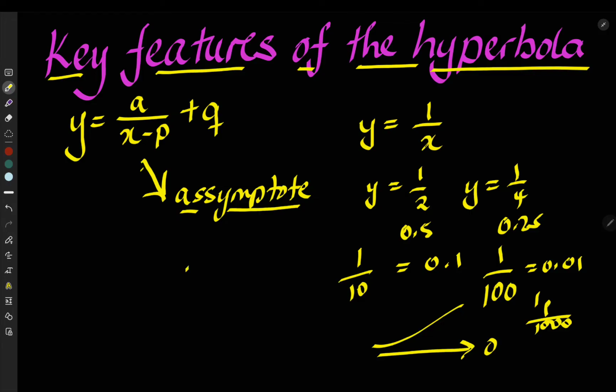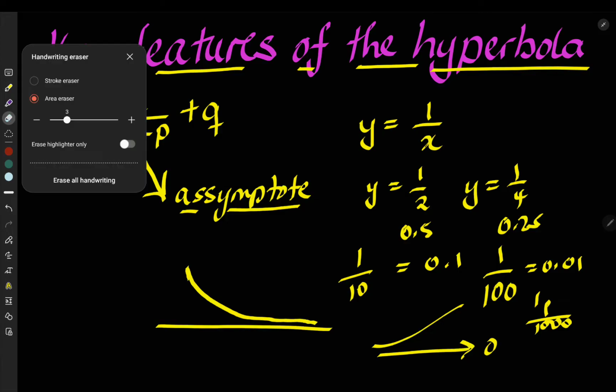So the graph tends to touch the 0 line. The graph will come on like that, trying to touch the 0 line, but it will never touch it, until infinity. Even if x is 1 million, it's 1 over a million, that is 0.000001, and you don't touch the 0 line. So that is what is called an asymptote.